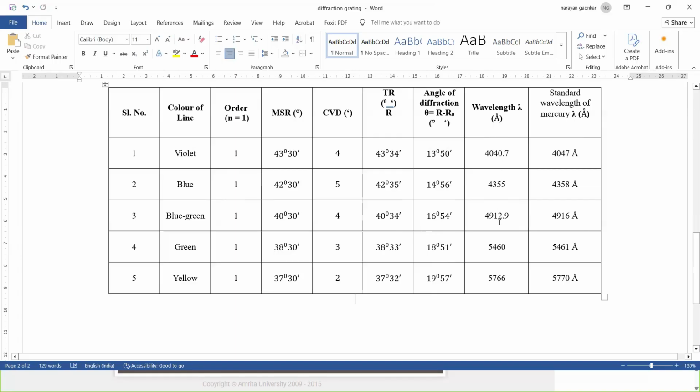And this is the video of explanation of the experiment of determination of wavelength of Mercury lines using diffraction grating.